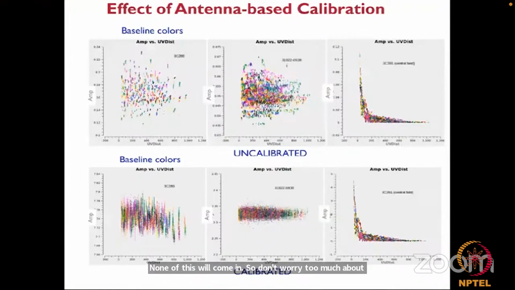Now, another thing you have seen: if you have uncalibrated data, you typically see the amplitude distribution as a function of UV distance scattered like this. Here we are showing points from three different observations. One of them is what is called a flux calibrator, another is a phase calibrator, and the third is the main target source. This is before calibration. After calibration, it simply looks like a band. Why that is so, we will come to know very soon.